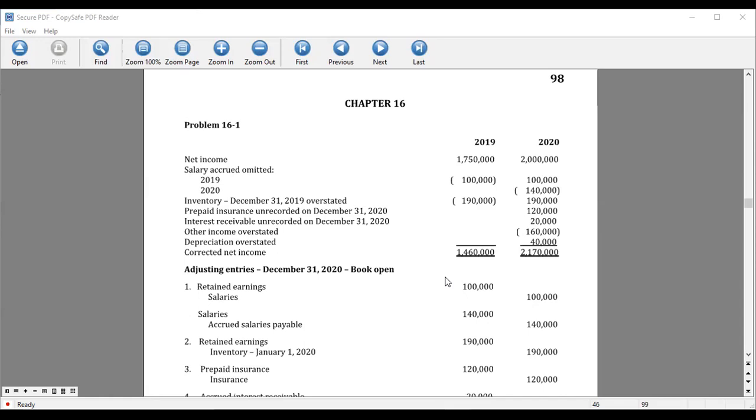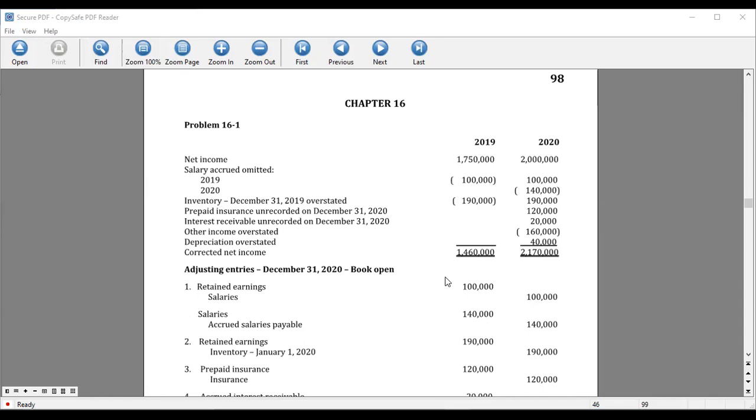So the ending inventory was overstated. In other words, cost of goods sold was understated. If the cost of goods sold was understated, our net income was overstated. So we have to deduct.